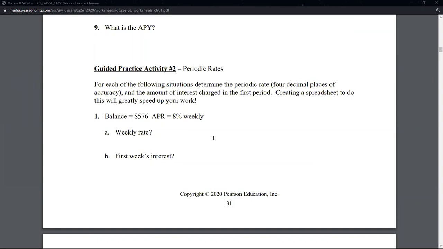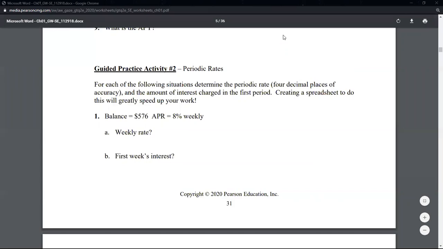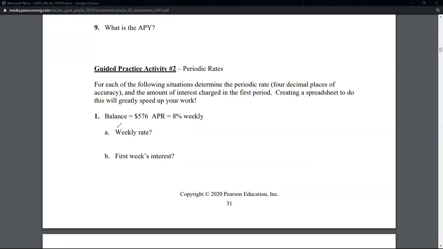All right, so for each of the following situations, determine the periodic rate to 4 decimal places of accuracy, and then the amount of interest charged in the first period. Creating a spreadsheet to do this will greatly speed up your work, but we don't have to do that because we're only worried about the first week or first month or first year or whatever. So a balance of $576 with an APR of 8%, and we're going to pay the interest weekly here. So the weekly rate, this is where we take the annual rate of 8% and we divide it by the number of weeks in a year, which is 52.